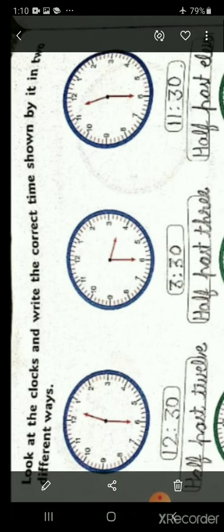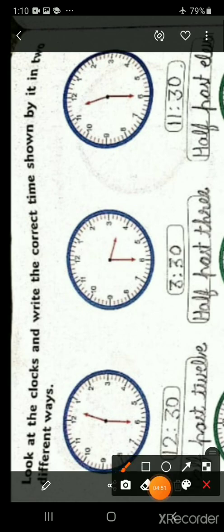Now in the second clock also you can see that the short hand is between 3 and 4 and the minute hand is on 6. It means 3 and 30. 30 minutes have passed. So you will write 3:30. In two ways you had to write.